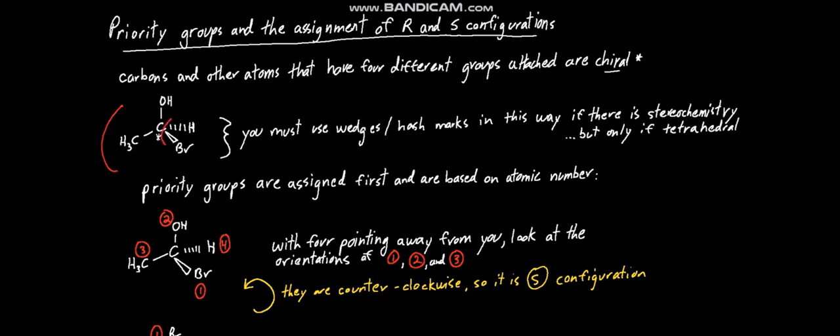You do have to use the wedges and the hash marks to show stereochemistry. And remember, this is only dealing with tetrahedral geometries. So anything around a double bond, trigonal planar, or a triple bond, linear, cannot be chiral.